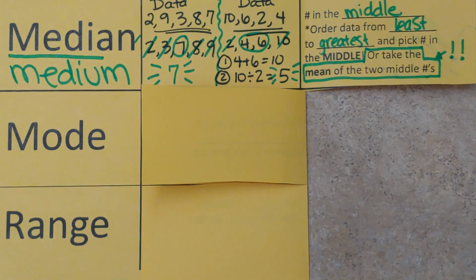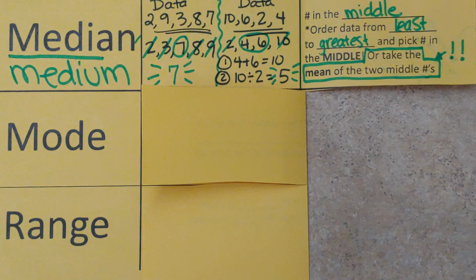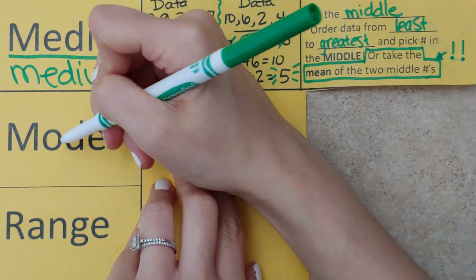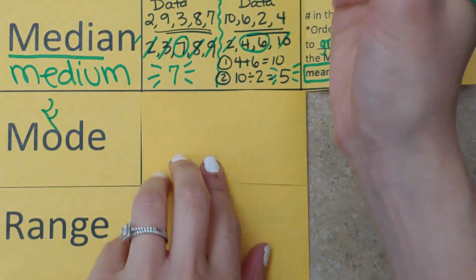Okay, we've got the other two measures of central tendency, or ways to summarize our data. We're going to be working with mode and range, and we're going to start by singing a goofy little song for mode. I'm going to make this O into a little music note.